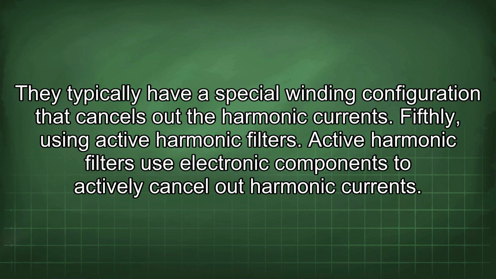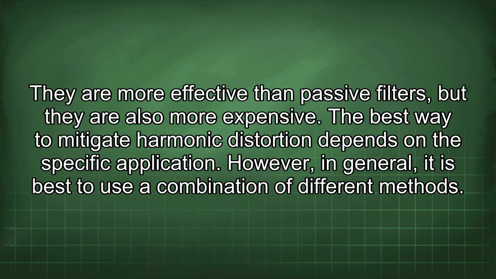Fifthly, using active harmonic filters. Active harmonic filters use electronic components to actively cancel out harmonic currents. They are more effective than passive filters, but they are also more expensive. The best way to mitigate harmonic distortion depends on the specific application. However, in general, it is best to use a combination of different methods.